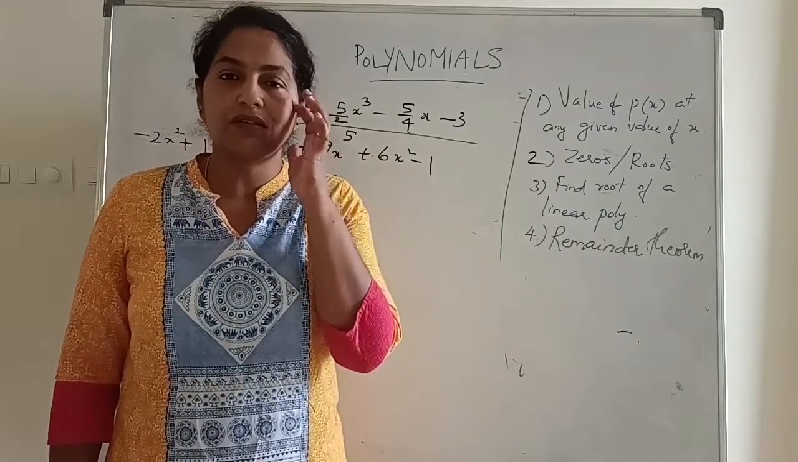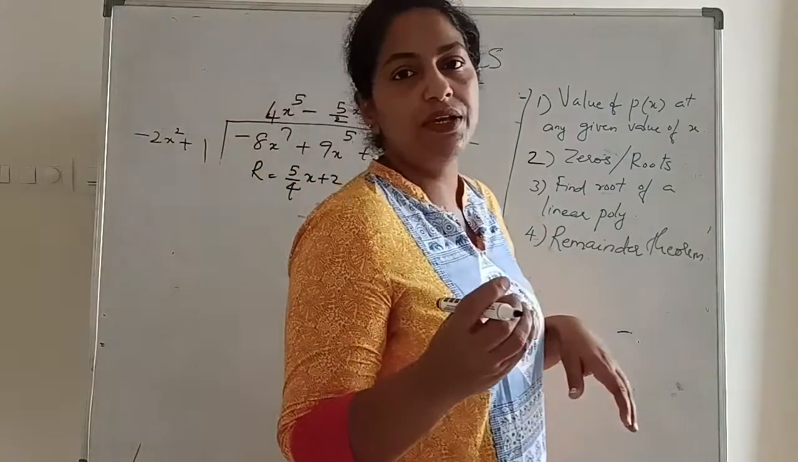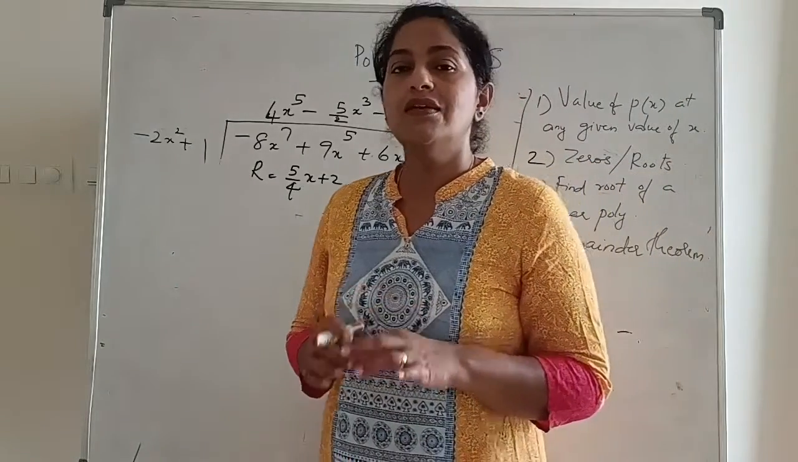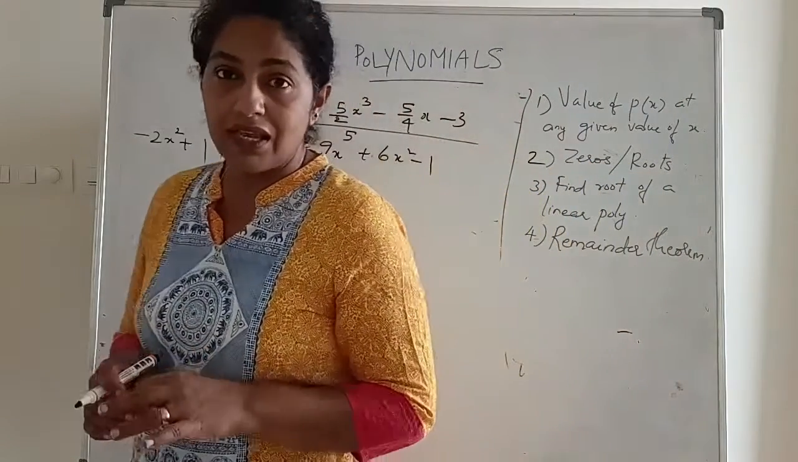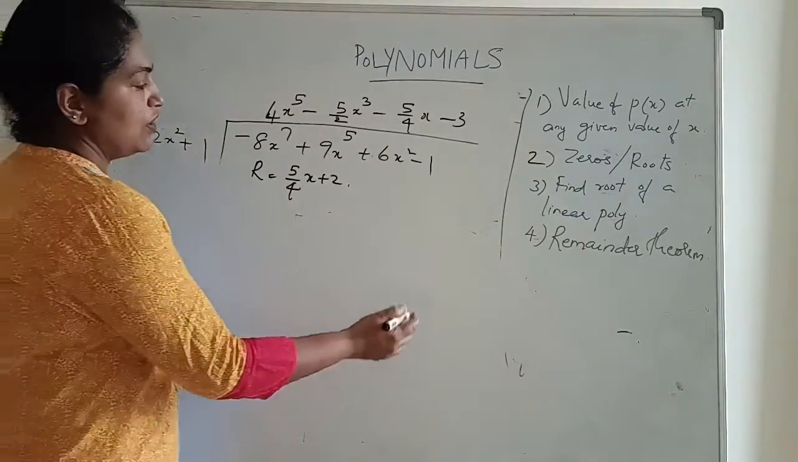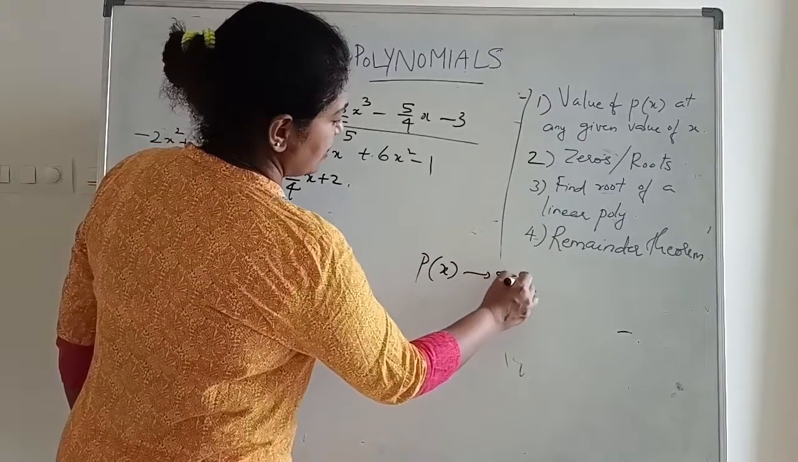Okay, now remainder theorem. What does the remainder theorem state? It states that when a polynomial p(x), which is of a degree greater than or equal to 1, is divided by x minus a, the remainder is p of a. So I have a polynomial p(x) of any degree greater than or equal to 1.